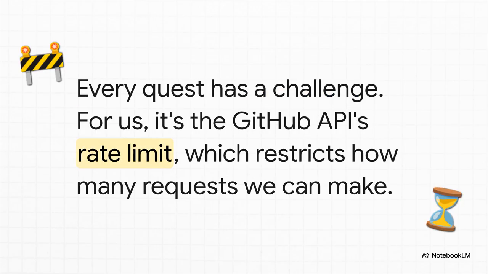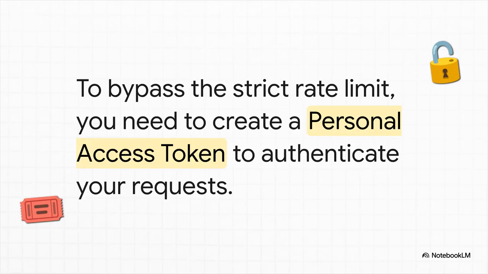Of course, no good quest is without its obstacles. And the first monster guarding this treasure is a very common one when you're working with APIs, the dreaded rate limit. And this is a huge bottleneck. If you're not logged in, GitHub basically tells you to slow down, capping you at just 60 requests an hour. If you're trying to download thousands of issues from a big project, that's just not going to cut it. You'd be sitting there for days. So how do we get past this gatekeeper?